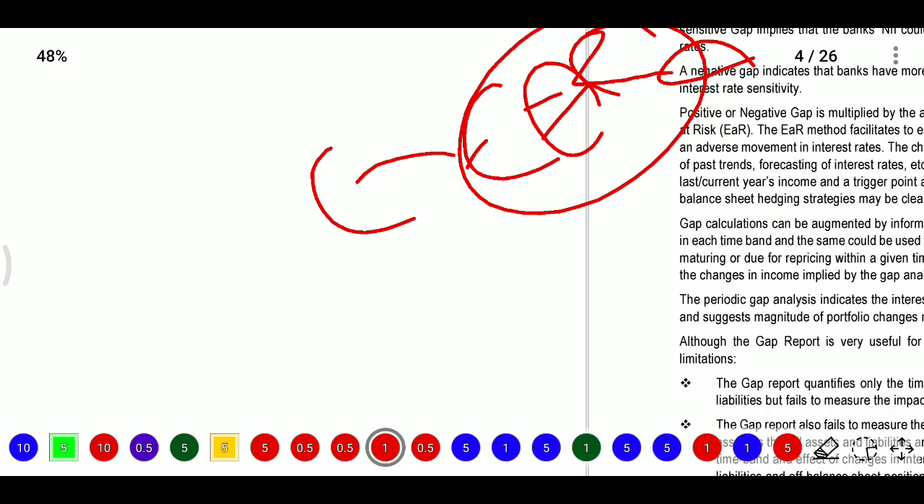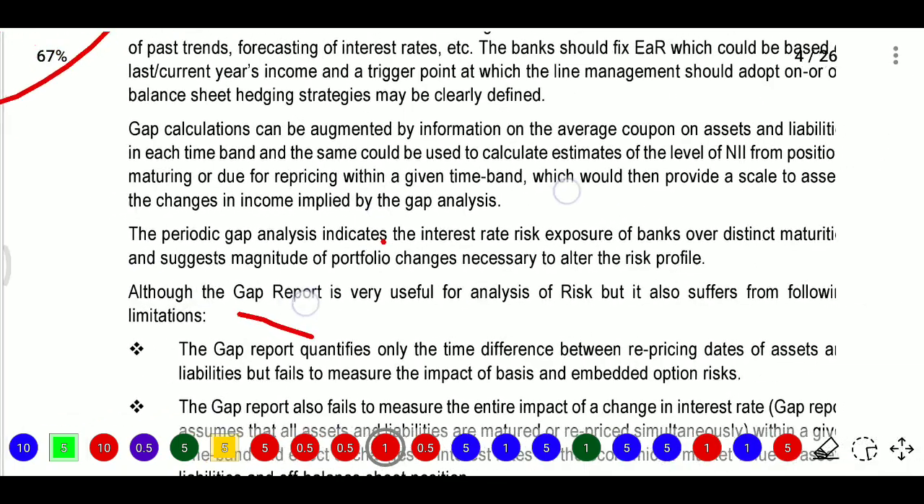The changes in interest rate could be estimated on the basis of past trends and forecasting of interest rates. So how the changes will happen in interest rates depends on past trends, the forecast of interest rates, and the country's situation. Based on these, interest rates change. The bank should fix an EAR limit, which could be based on last or current year's income, and the trigger point at which line management should adopt on or off balance sheet hedging strategies should be clearly mentioned, where we need to identify the gap calculations.